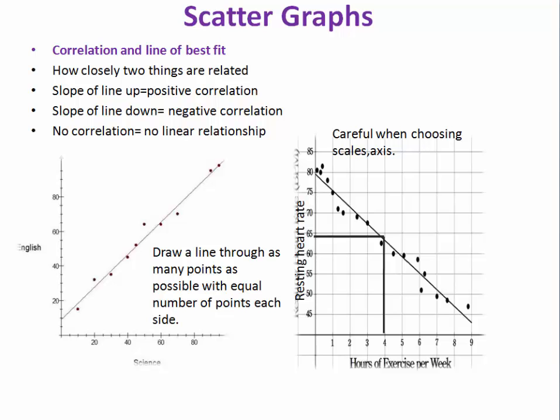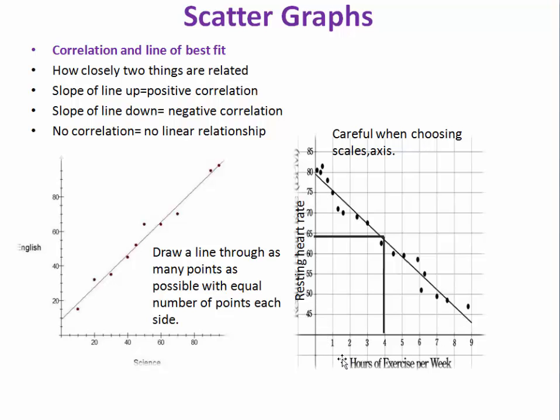Scatter graphs can be asked in exams, so I'm just going to go over it quickly. Scatter graphs show how closely two things are related. So we have one thing on the vertical axis and another thing on the horizontal axis. Be careful when you're choosing the axis and the scales. So here, say we're doing hours of exercise and the resting heart rate.